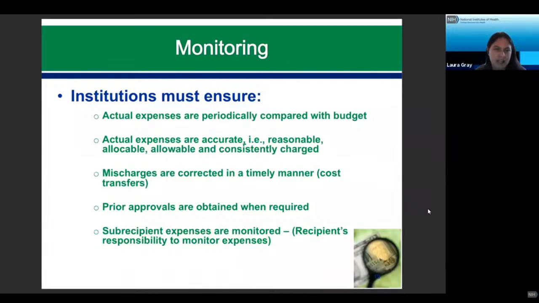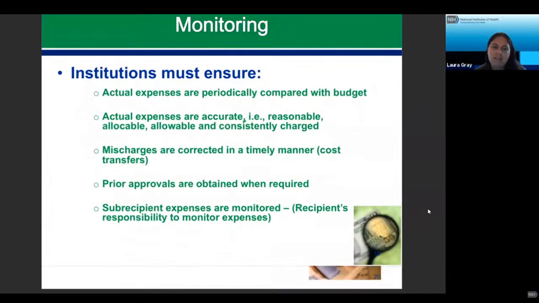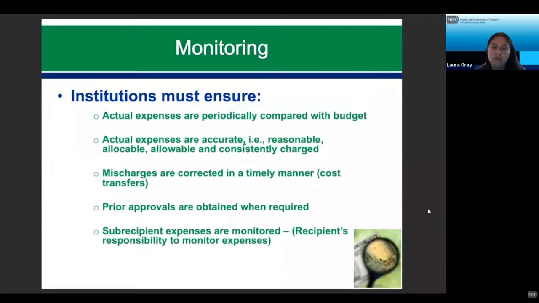So on the next slide, you'll see recipients must have accounting and internal control systems that provide for appropriate monitoring of grant funds to ensure obligations and expenditures are accurate and allowable. These systems must be able to identify large unobligated balances, accelerated expenditures, inappropriate cost transfers, and other inappropriate obligation and expenditure of funds.